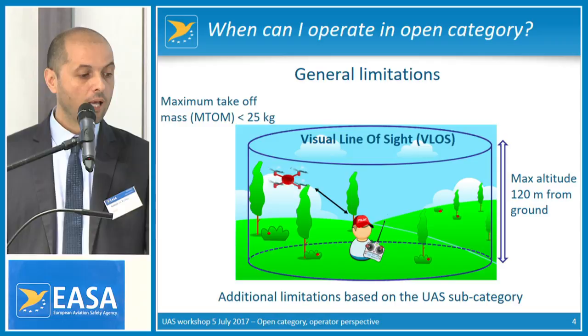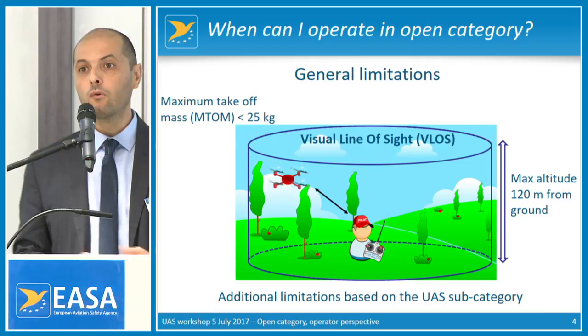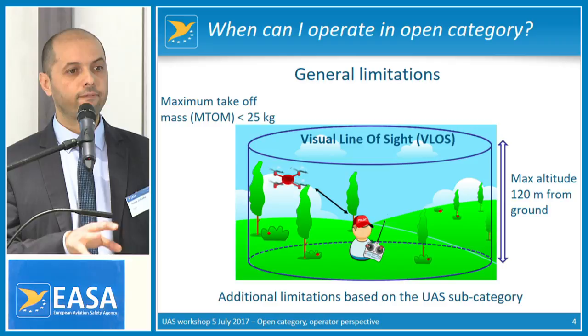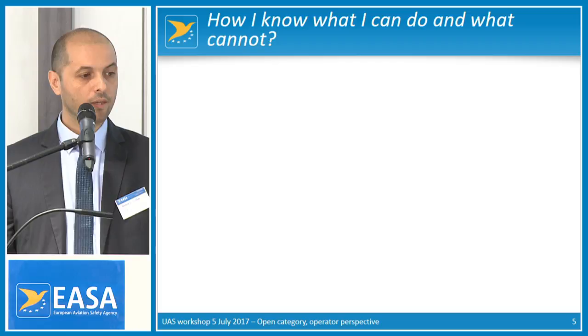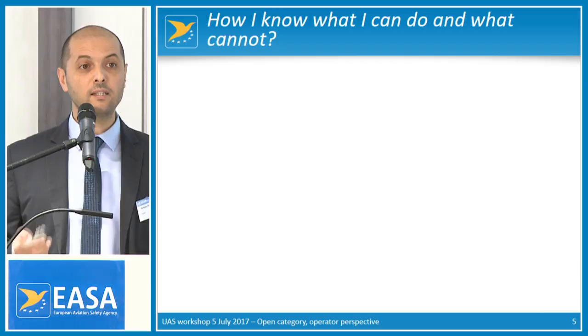And then we split up the open category into some subcategories with additional limitations, and this is to allow more flexibility and make sure that each state can then identify better which kind of drone can operate in their area. So the most important question that an operator will have is how do I know what I can do and what I cannot do. And this is something that we try to make as simple as we can.